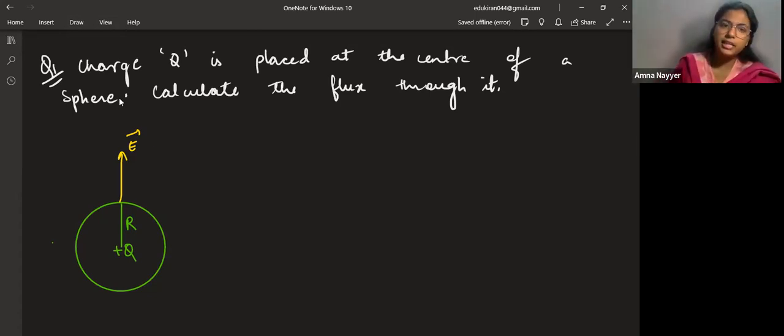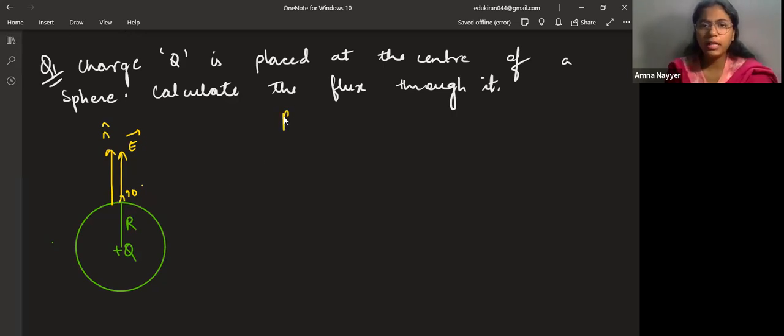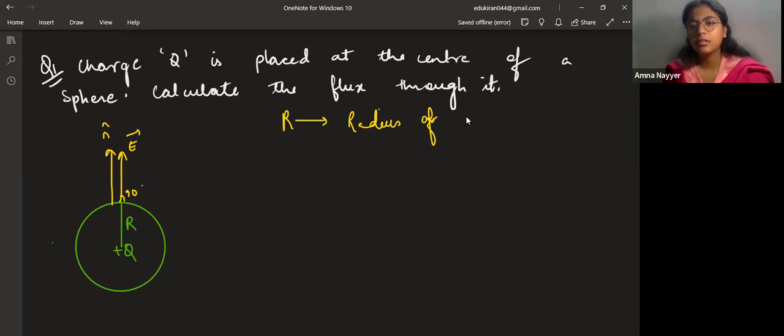Please pay attention. Electric field is going like this, in this direction, making an angle of 90 degrees. And let me take the n cap also, the area vector also. Now just pay attention, how will I calculate it? Where r is what? This r is the radius of the sphere.